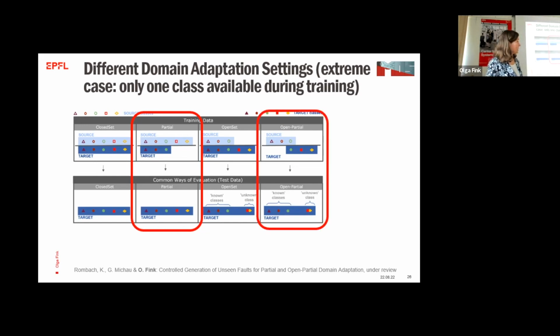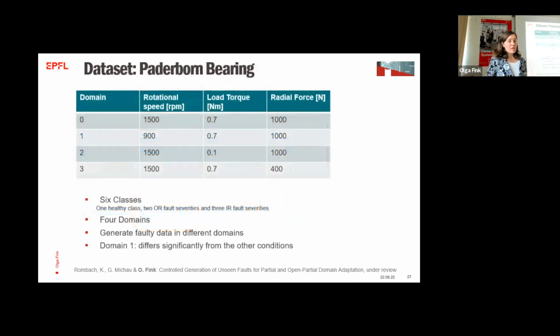So we can also apply it to this open and partial setup, where we have only partly overlapping feature label sets, and then we can generate fault samples in the one or in the other domain as well, and then test it on all the different fault types. So we applied it again to a bearing data set, but this time on a bearing data set that has a larger domain gap compared to the CWRU data set, really to be able to demonstrate how it performs under this setup.